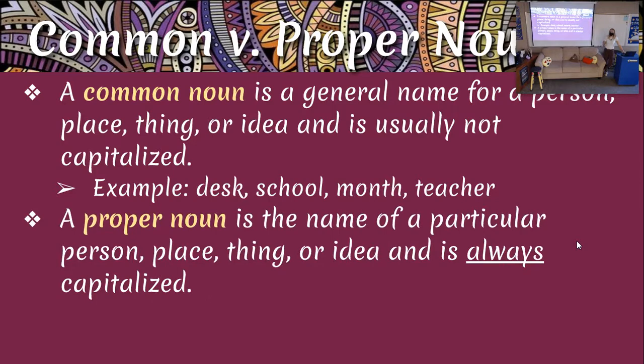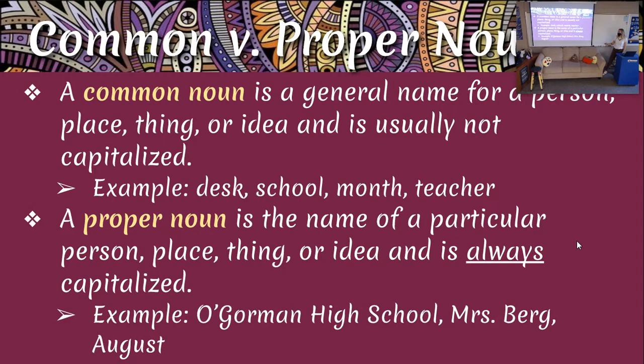Whereas on the flip side, a proper noun is the name of a particular person, place, thing, or idea, and it's always capitalized. For example, O'Gorman High School is the name of a particular place, it's a proper noun, it has to be capitalized. Mrs. Bird is the name of a specific person, it has to be capitalized. August is the name of a specific month, it has to be capitalized. Anytime you see a capital, that's a noun, just know it's going to be a proper noun.